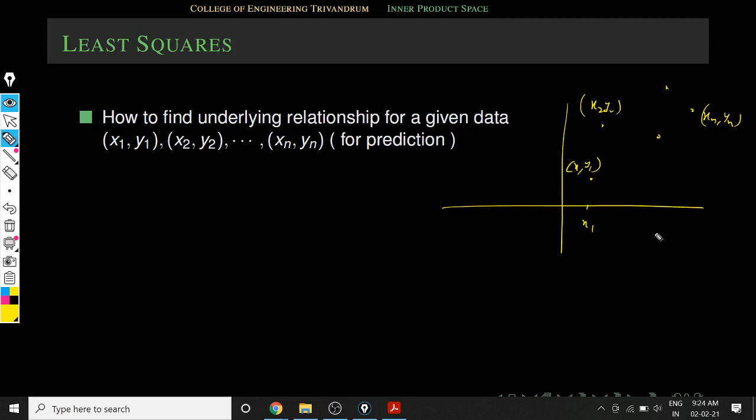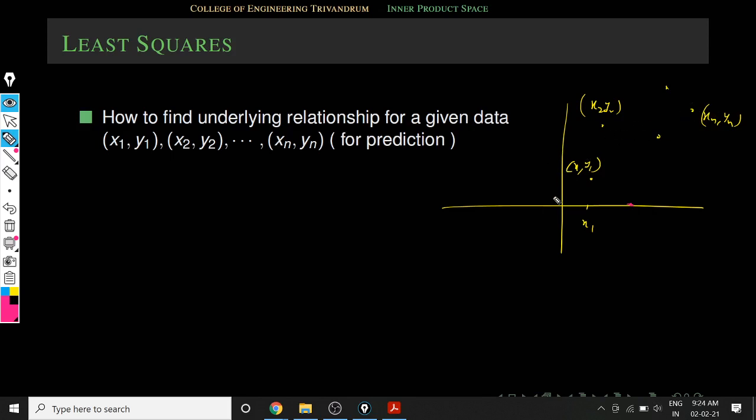Suppose we have to find the value of y when some unknown x is given. That is the problem. Suppose we have to predict the value corresponding to this x. For prediction, we have to find the relation among these data points, maybe a non-linear relation or maybe a linear relation, whatever it may be. We are going to find the best relation among these data points.